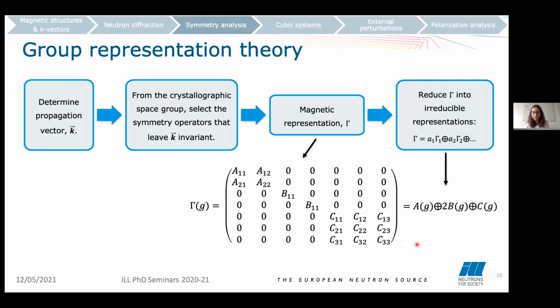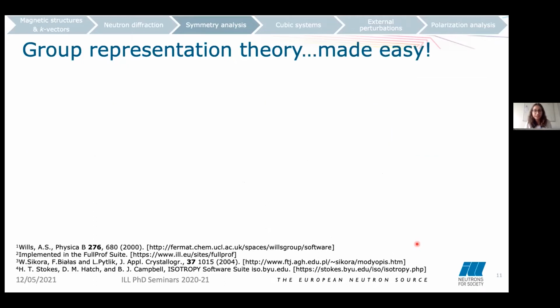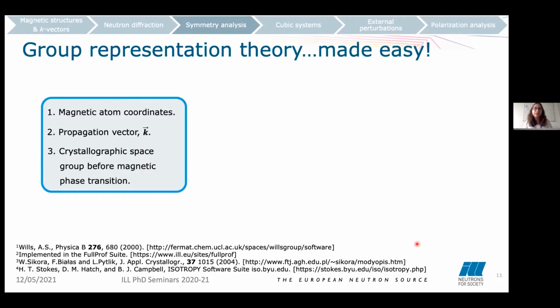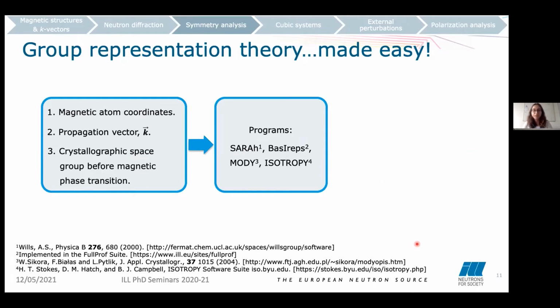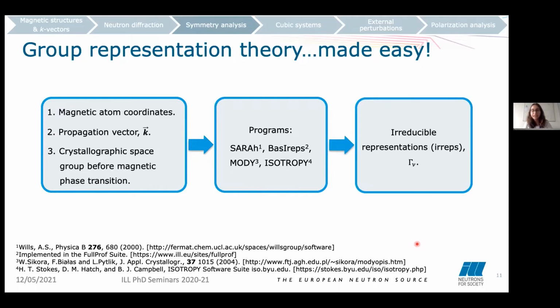Now, all this symmetry analysis, you can do this by hand, and people used to do it by hand, of course. But there also exist some very useful programs that will do this for you and make your life much easier. And what you need for these are your magnetic atom coordinates, your propagation vector, and your crystallographic space group. And you put these into programs such as SARAh, BASIREPS, MODY, or ISOTROPY, and they give you your irreducible representations.